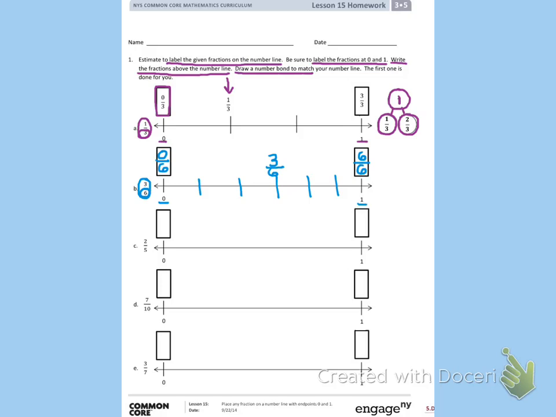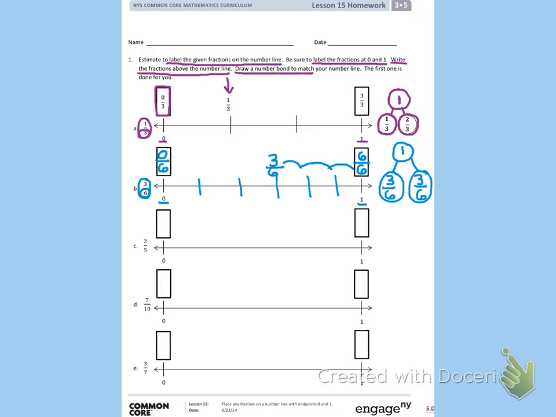Now I'll go ahead and make my number bond. The whole number line is broken up into sixths. I had to place 3/6 on the number line because that was my given fraction. Let me see how many sixths that left over. 1, 2, 3/6. So 3/6 plus 3/6 is 6/6, or 1 whole.